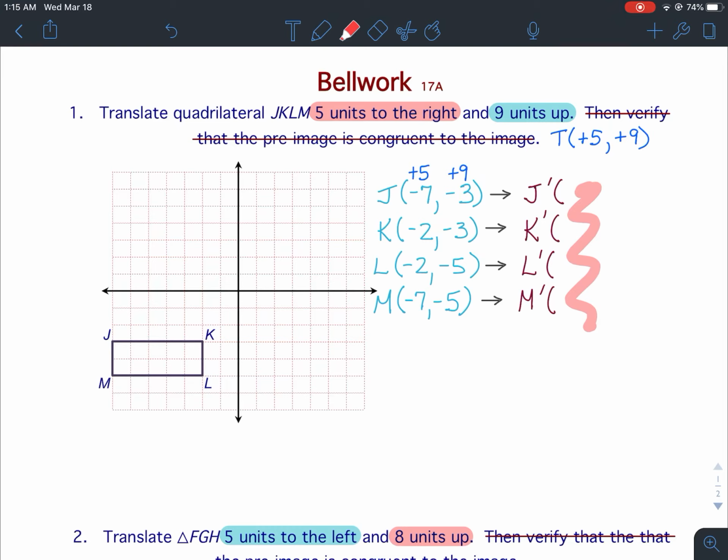Once you've gotten the ordered pairs taken care of, then go ahead and graph it over here, wherever that may be. Make sure you label it correctly, J prime, K prime, L prime, M prime. Those are all things that you could lose points if you don't do it correctly. And since you're doing it in Notability, make sure it's straight lines. If you hold it, it'll be a straight line. Okay, so that's example 1.